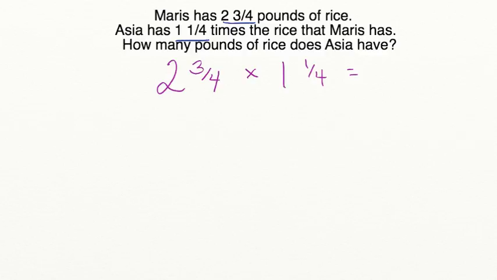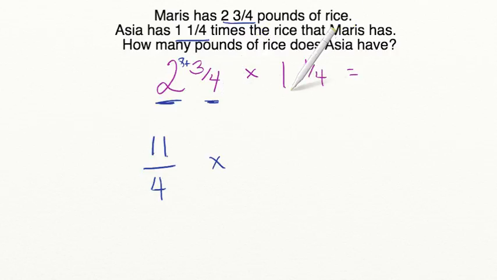In order to convert these into improper fractions, we need to do 2 simple steps. Step 1, multiply your whole number times your denominator. 2 times 4 equals 8. Step 2, add that number to your numerator. 8 plus 3 equals 11. And you're going to keep your denominator because we're still working with that same fractional amount.